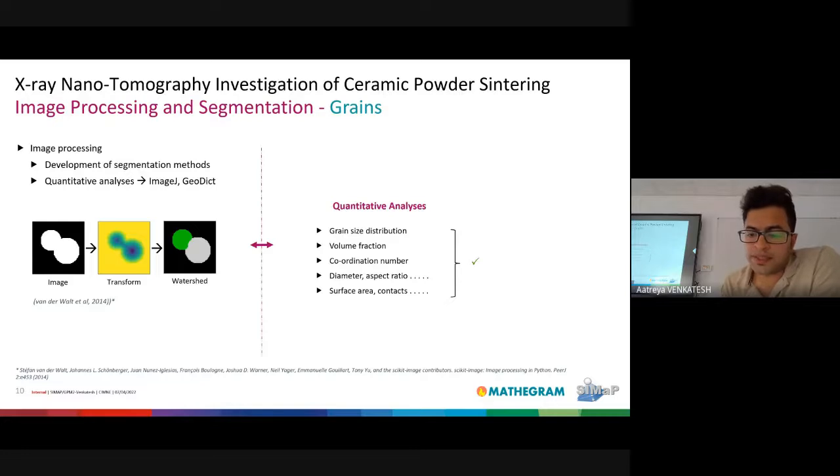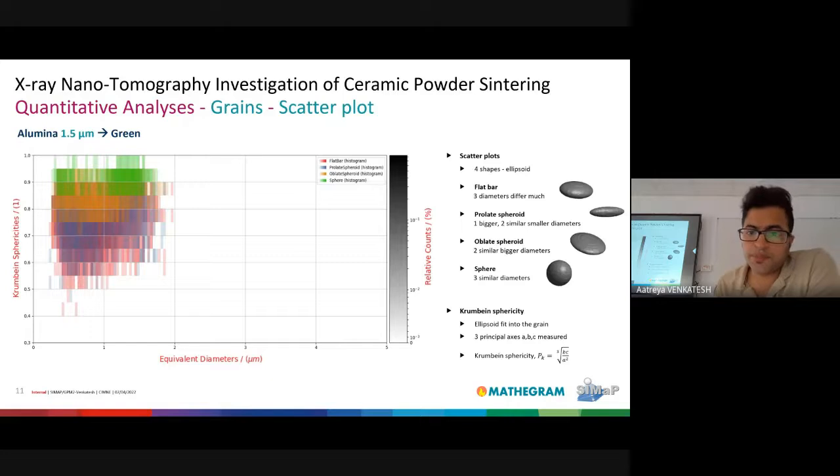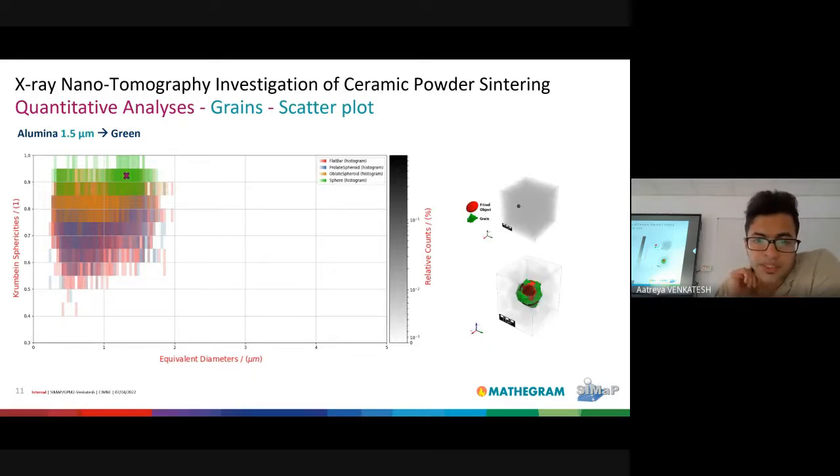But in this case, I will just show you one such example. This is a scatter plot here. We fit different ellipsoid shapes onto our segmented grains, and then we plot sphericities versus equivalent diameters. Now, this scatter plot is for the original segmented grain, which is around 1.5 micrometer in diameter, with the distributions of all the likely shapes concentrated around 1.5 micrometer.